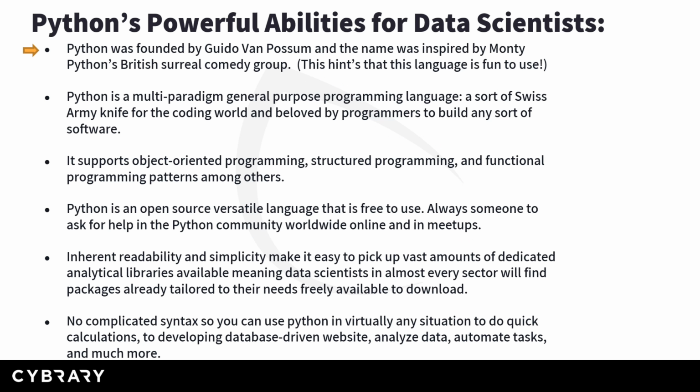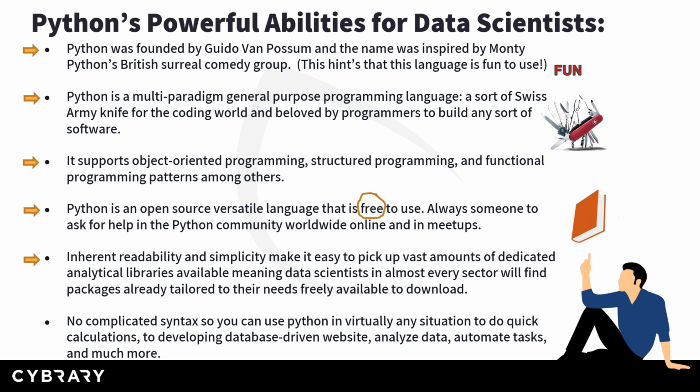Python is a versatile, jack-of-all-trades, multi-purpose programming language that is free and open source. It supports object-oriented, structured, and functional programming, very easy to use and no complicated syntax. It's inherently readable and simple, plus having analytical databases in every sector to download. Python is a beloved programming language. You can use Python in virtually any situation to do calculations, build websites, analyze data, automate tasks, and even more.